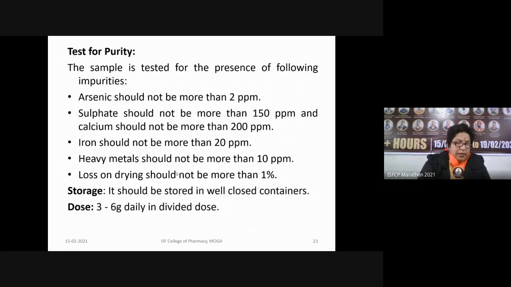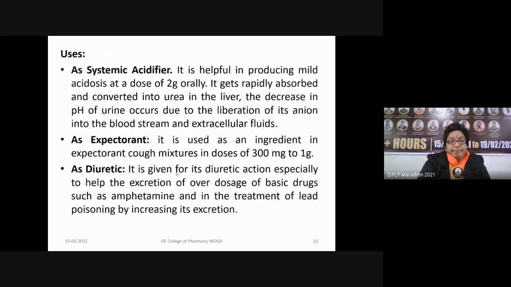And there are uses of ammonium chloride in general. The number one, the very first thing is that it is used as a systemic acidifier. What is systemic acidifier? It is helpful in producing mild acidosis at a dose of 2 gram daily orally. It gets rapidly absorbed and converted into urea in the liver. The decrease in the pH of urine occurs due to the liberation of its anion into the bloodstream and extracellular fluids.